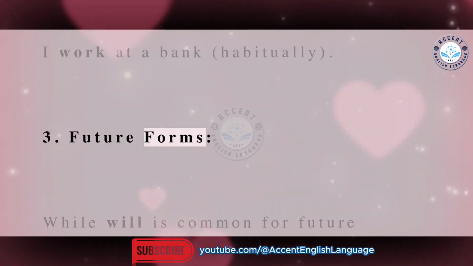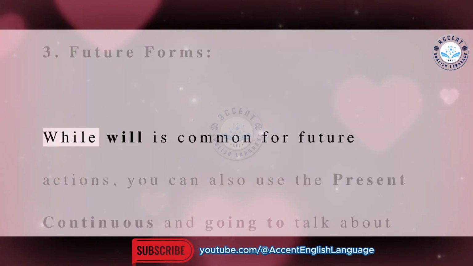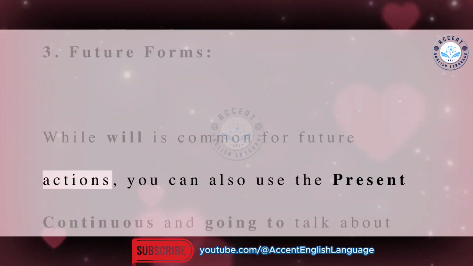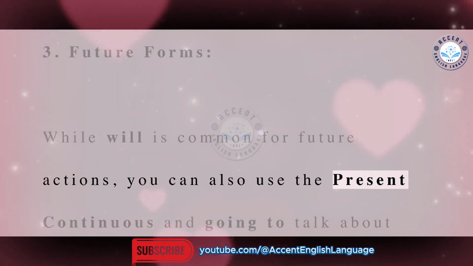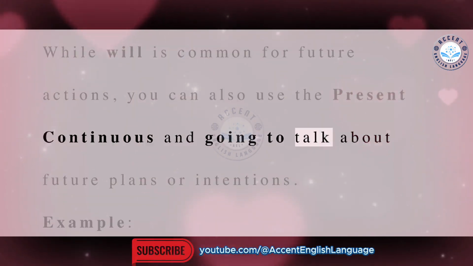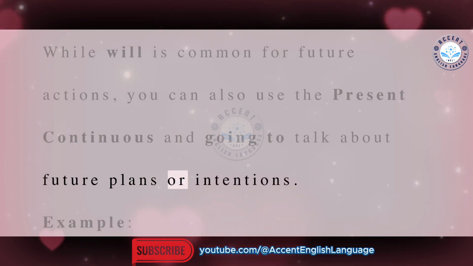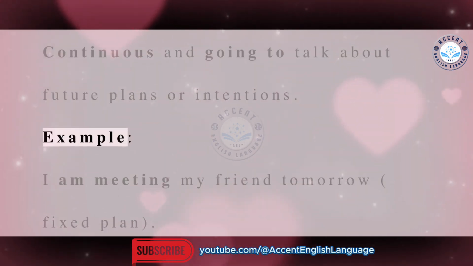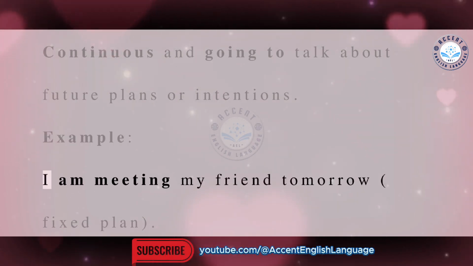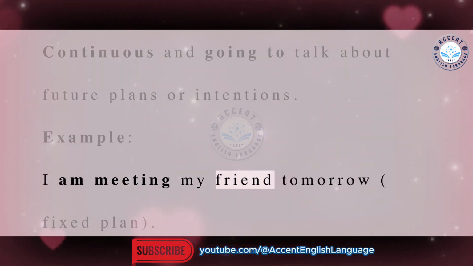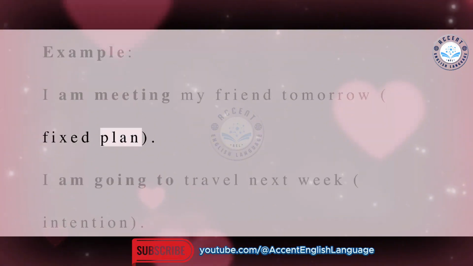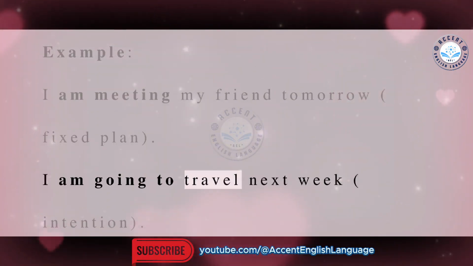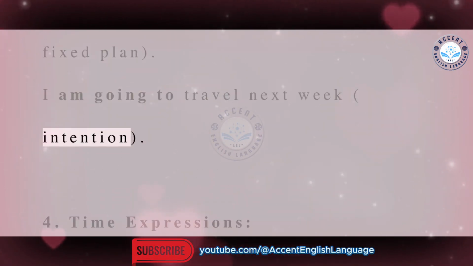3. Future forms. While will is common for future actions, you can also use the present continuous and going to talk about future plans or intentions. Example: I am meeting my friend tomorrow. Fixed plan. I am going to travel next week. Intention.